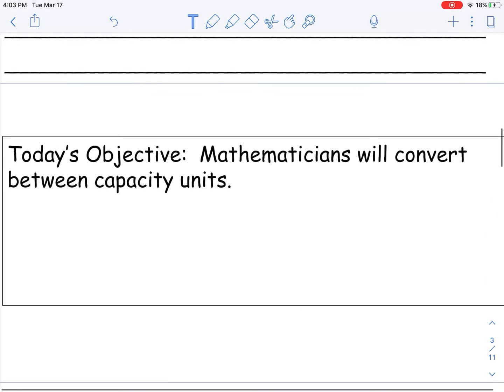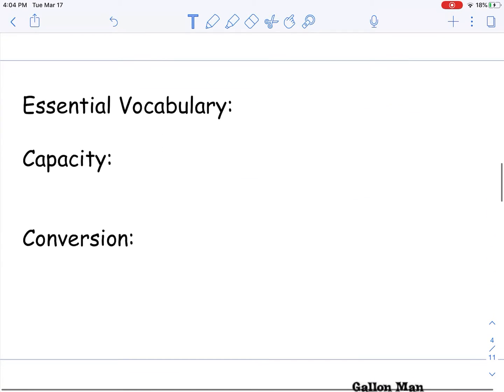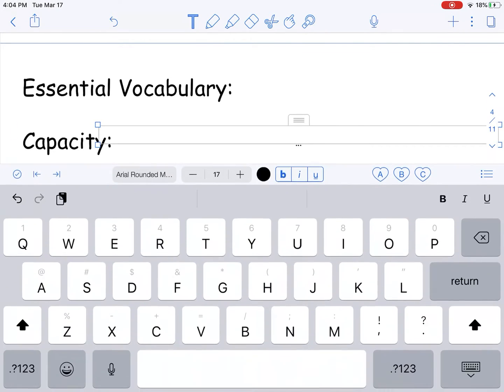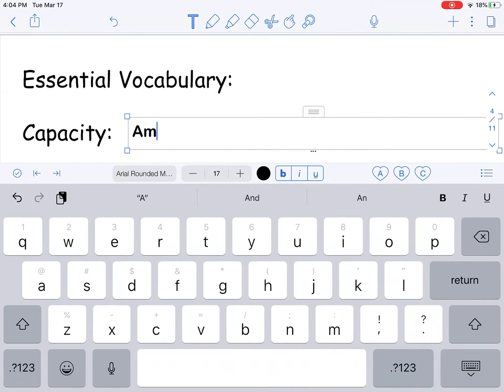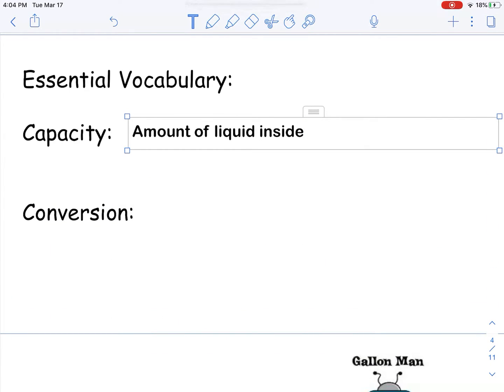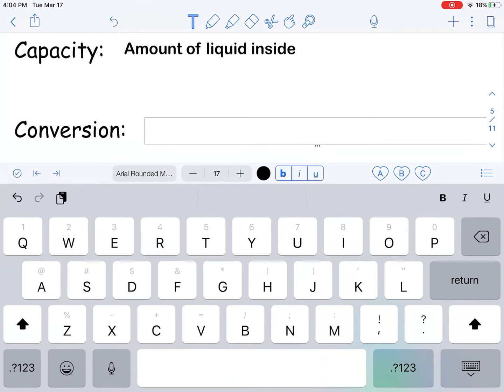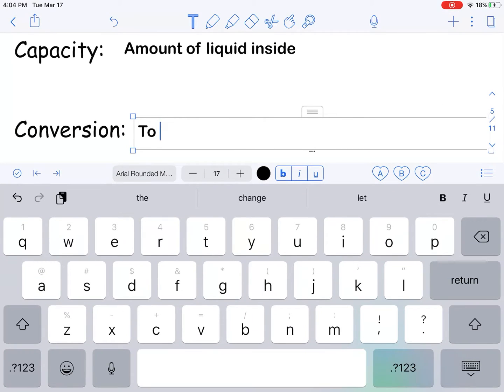All right, guys, today we're going to do some more conversion. This time we're going to talk capacity units. Those capacity units are the ones that we more commonly associate with liquid measurements. So, amount of liquid inside. That's the capacity, the amount of liquid it can hold. So we're going to be talking about those cups, pints, all of those. And then conversion, we know that's changing units.